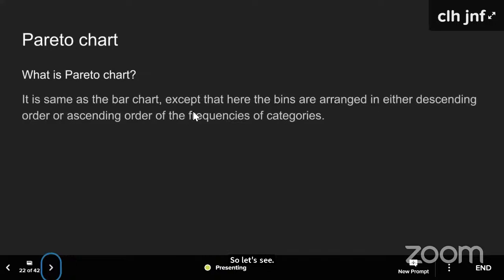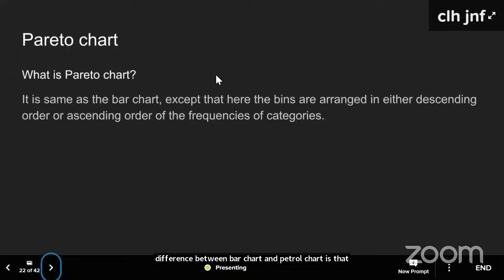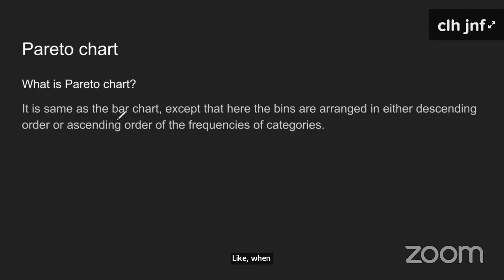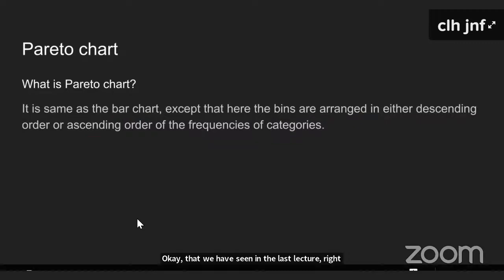A Pareto chart was also there. The main difference between a bar chart and a Pareto chart is that in a Pareto chart, the order is maintained. When a bar chart is there, the ordering of categories or bins doesn't matter. But when it comes to a Pareto chart, these bins or categories should be arranged in either descending or ascending order of the frequency of the category. Fine. Okay, that we have seen in the last lecture, right? Fine. Yes, ma'am.